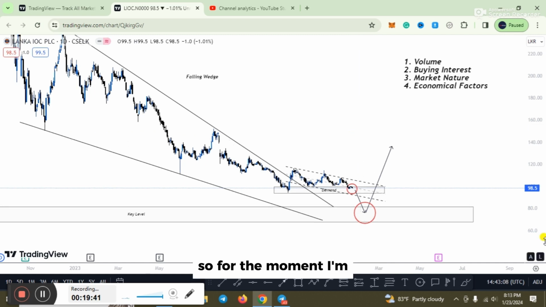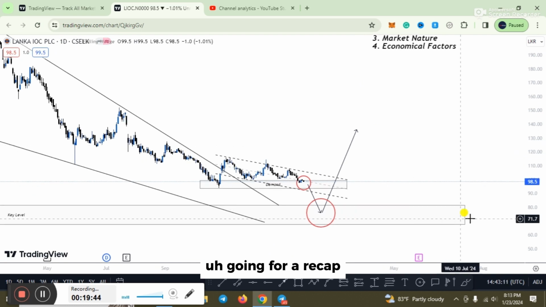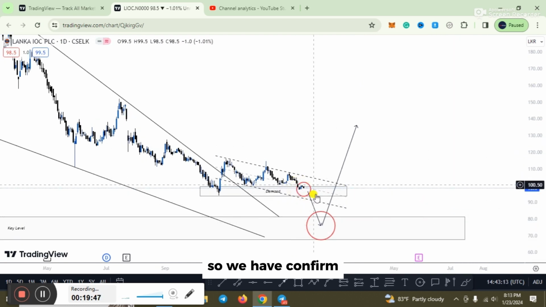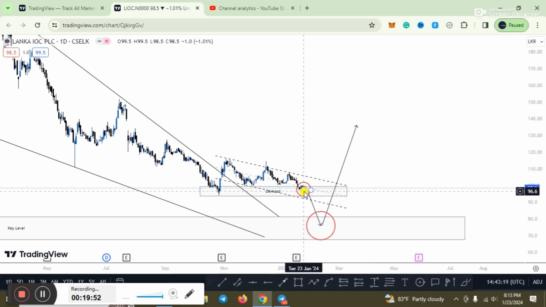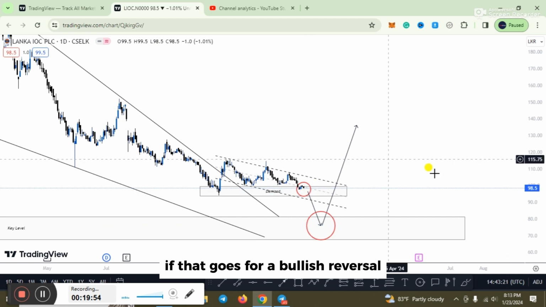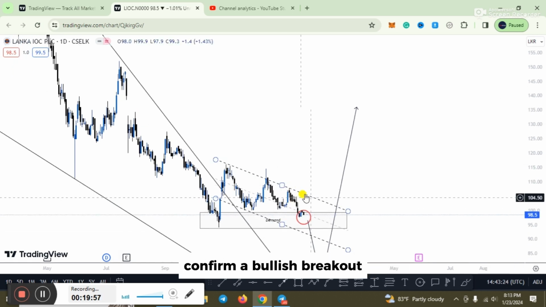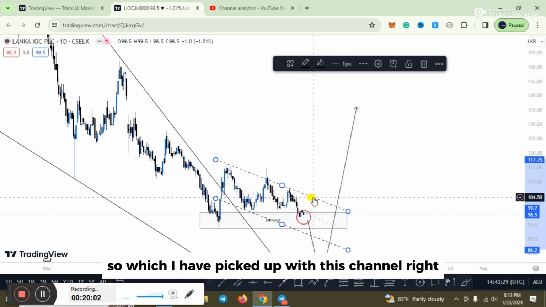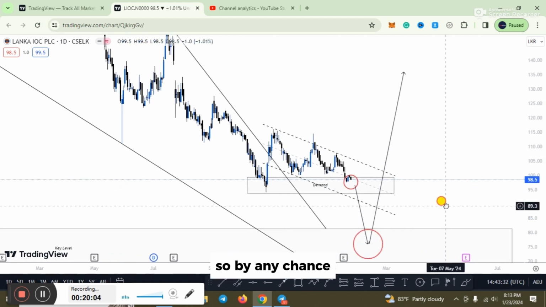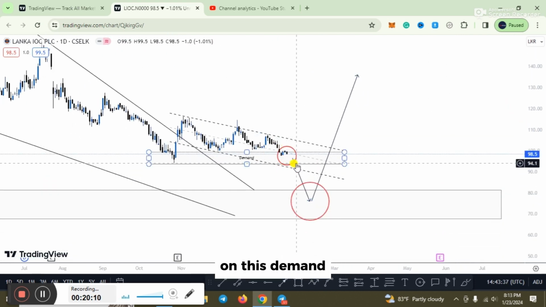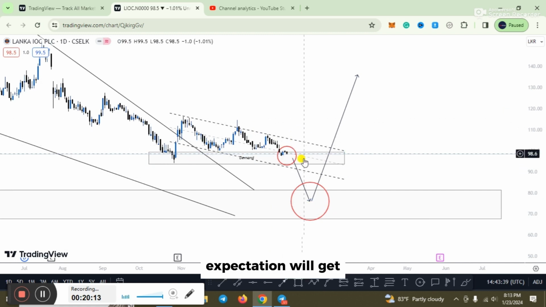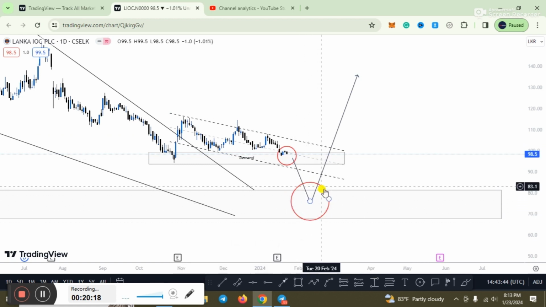So for the moment, I'm going for a recap. We have to confirm whether it's a bullish reversal or a bearish breakout. By any chance, if that goes for a bullish reversal, then we have to confirm a bullish breakout away from this trend line, which I have picked up with this channel, right? By any chance, if that fails and the price fails on this demand, then this bullish expectation will get invalidated, and then we will see a movement to the downside.